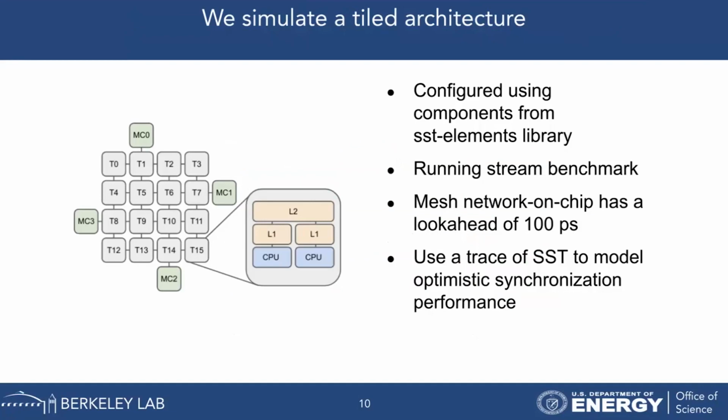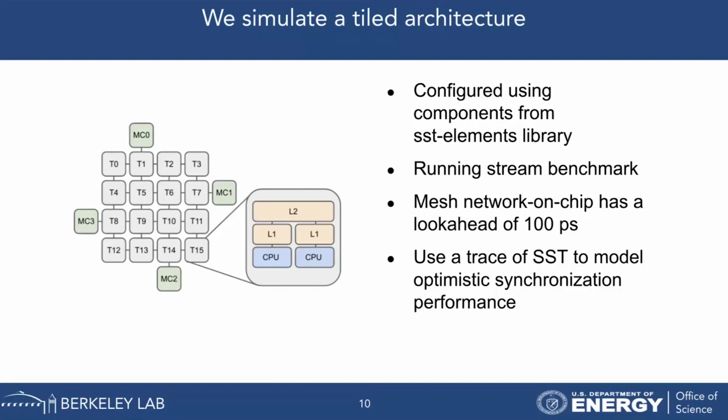So now for some results. Here we're simulating a tiled architecture. We have a bunch of tiles that have CPUs and caches, and these are all connected on a network. This is actually an architecture that's very similar to that Esperanto AI accelerator that I had at the beginning. We are running the STREAM benchmark. This is a memory-bound benchmark, and so that intuition that I was trying to give you related to the look-ahead window and how frequently these memory requests come through is exactly what's happening in this simulation. The mesh network has a look-ahead of only 100 picoseconds, and this has to do with how the SST developers design their elements, but this is a very small look-ahead.